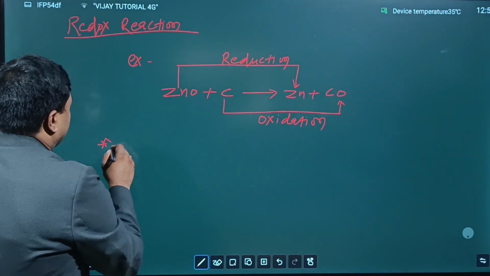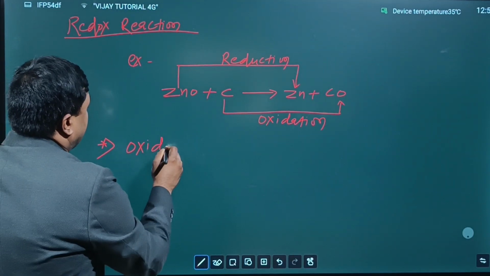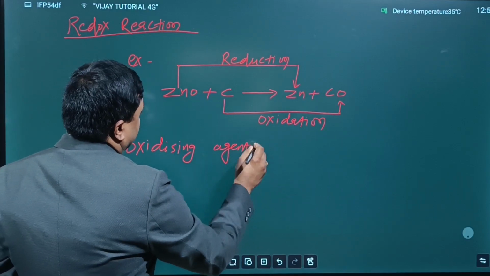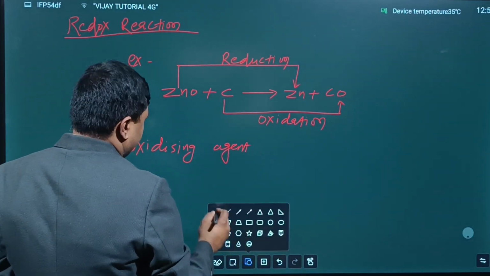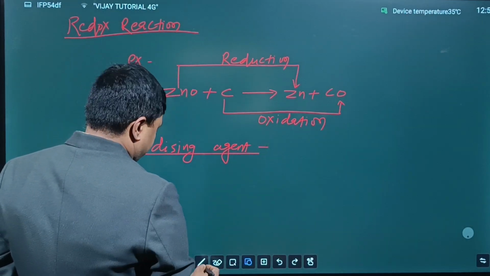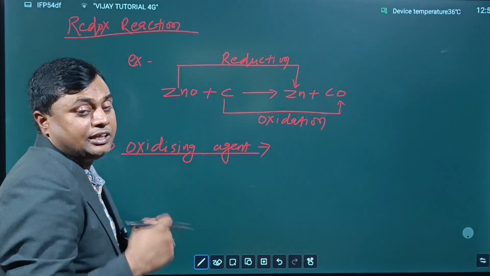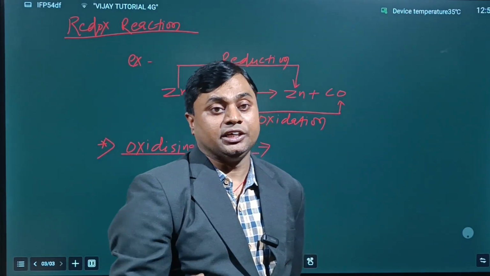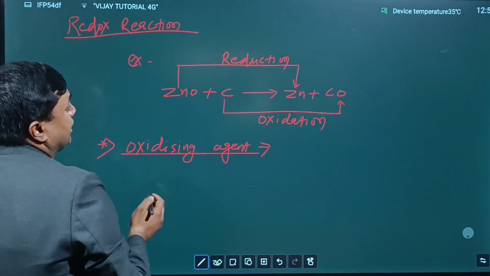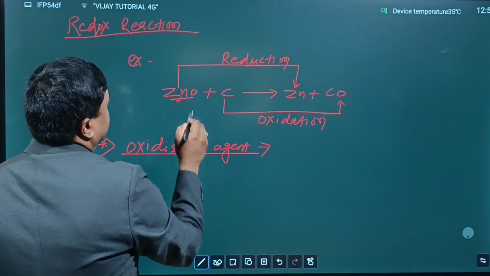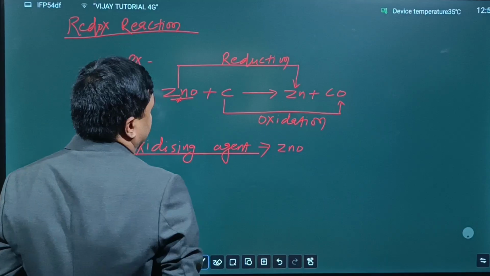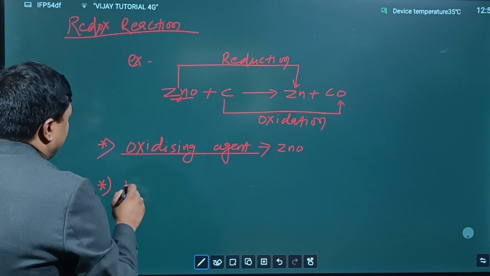Here one question they may ask you: identify which is the oxidizing agent and which one is the reducing agent. Generally, the substance in the redox reaction which undergoes reduction is the oxidizing agent. So you have to see on the left hand side which is undergoing reduction. Zinc oxide is undergoing reduction, so this is the oxidizing agent.